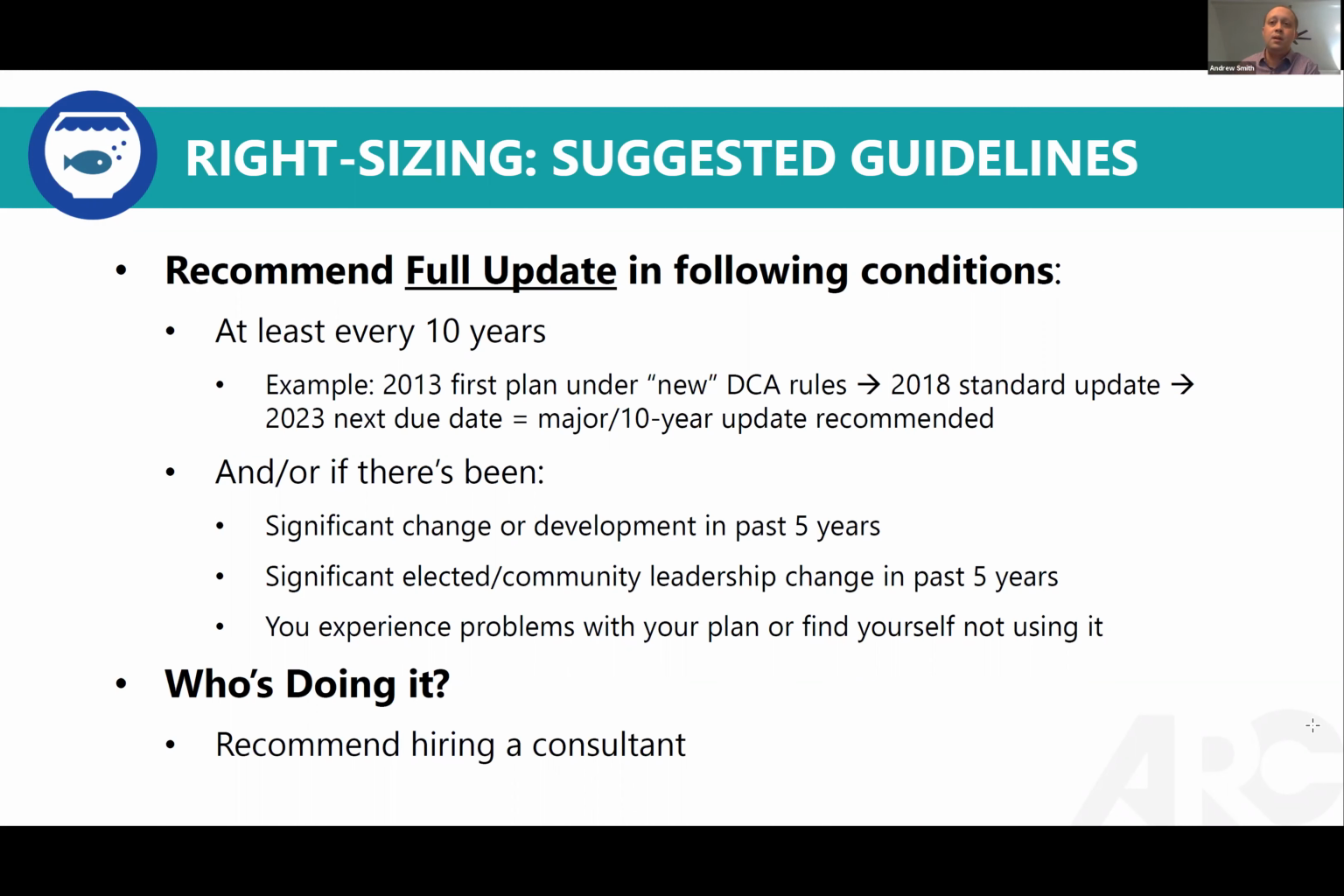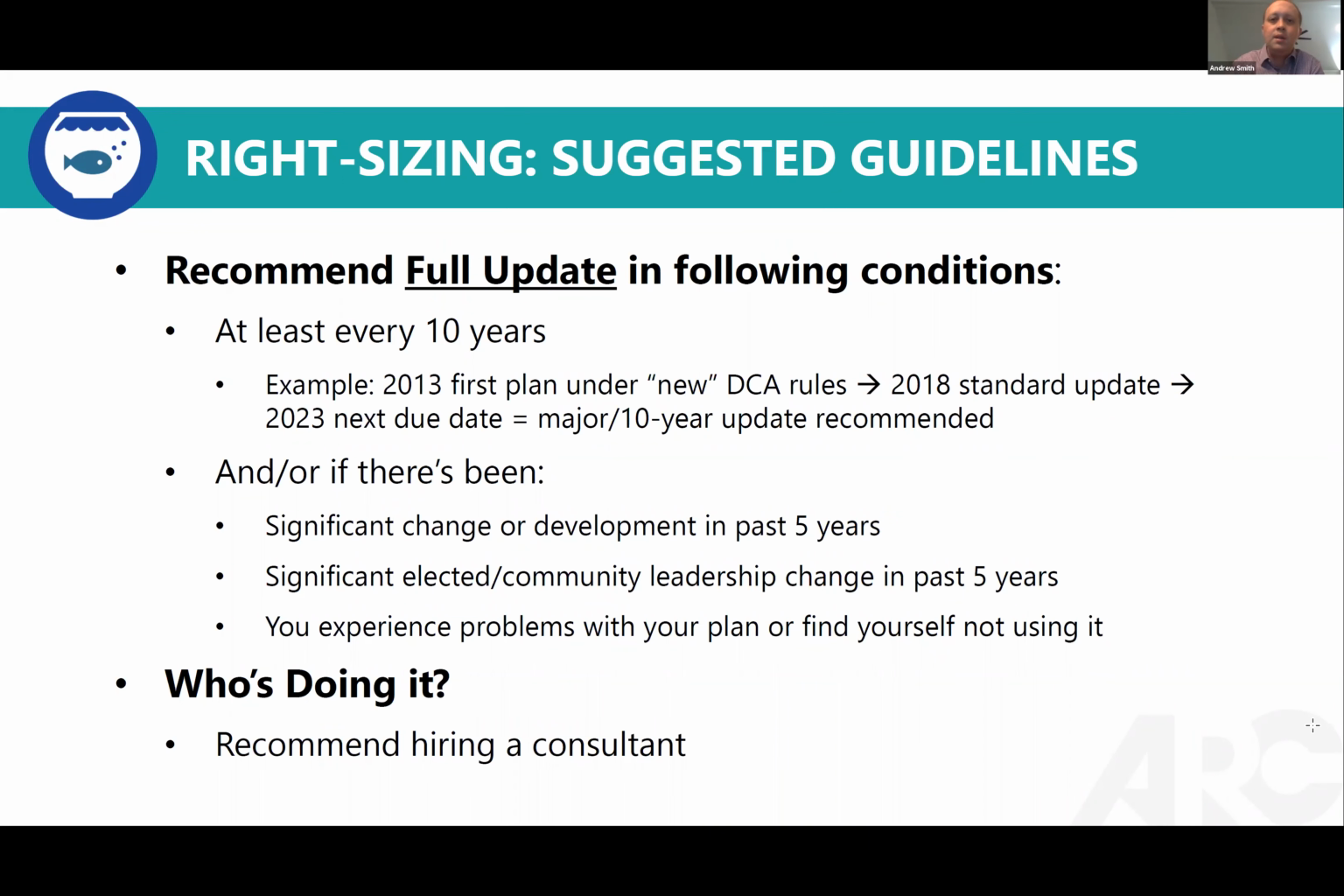For example, if you did 2013, right after the rules were changed, you did your first new plan under the new DCA rules. 2018, you did a light update there. It had only been 5 years. Let's say 2023, that's your next due date coming up. That's when we would recommend taking a hard 10-year look at doing a more major update because it's been 10 years.